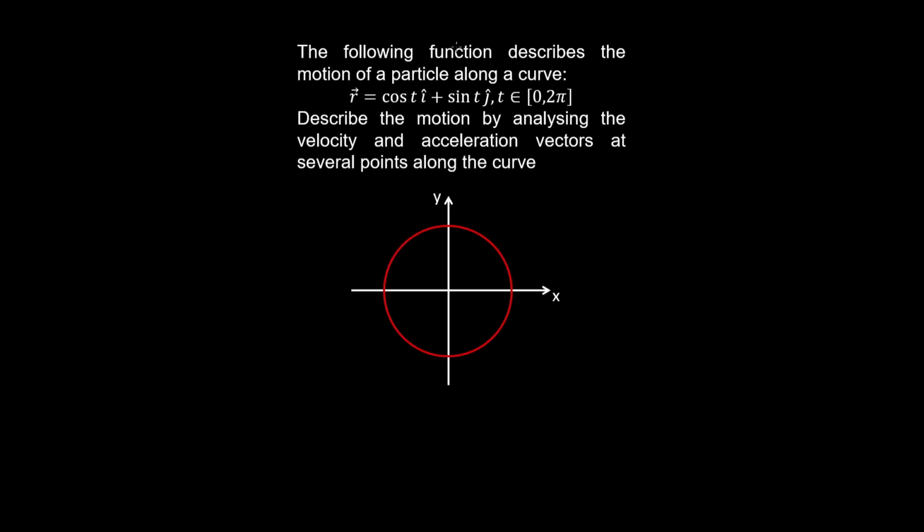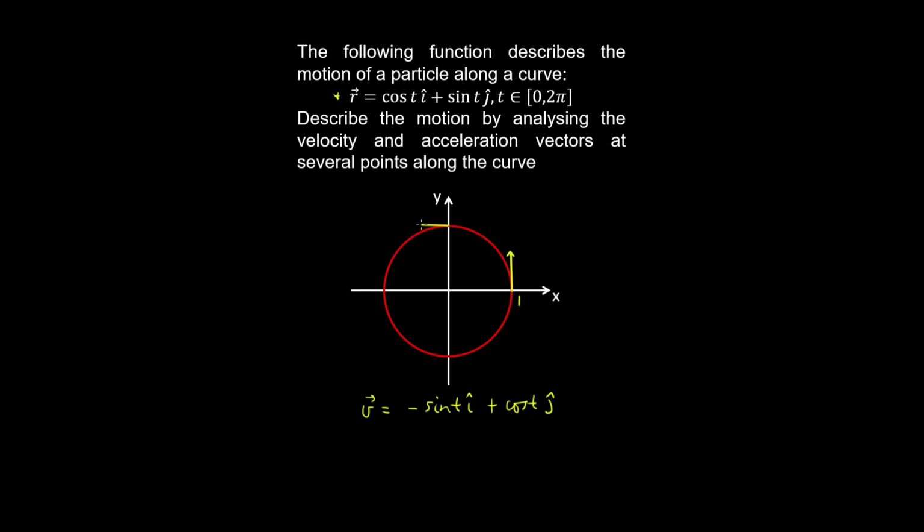The following function describes the motion of a particle along a curve, and we're asked to describe the motion by analyzing the velocity and acceleration vectors at several points along the curve. So differentiating the position with respect to time, we get the velocity. So we can see that this is a parameterization of a circle with a radius of 1. So substituting for t is 0, we get the velocity pointing in a vertical direction.